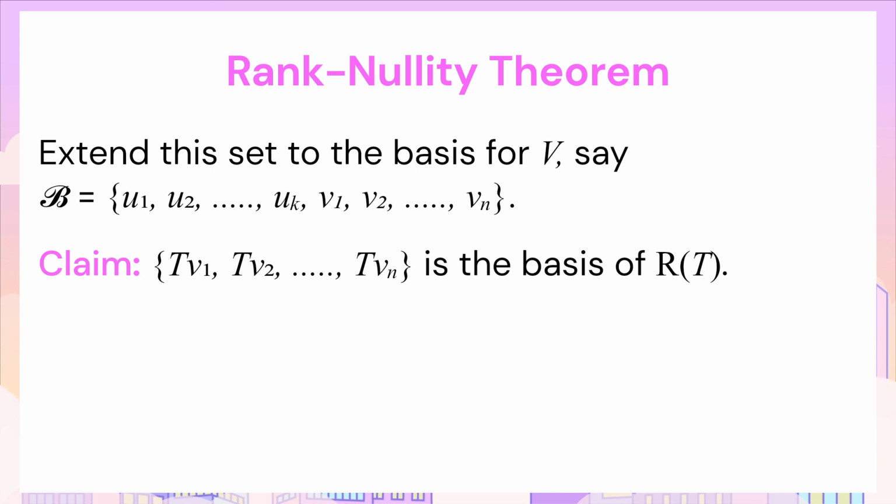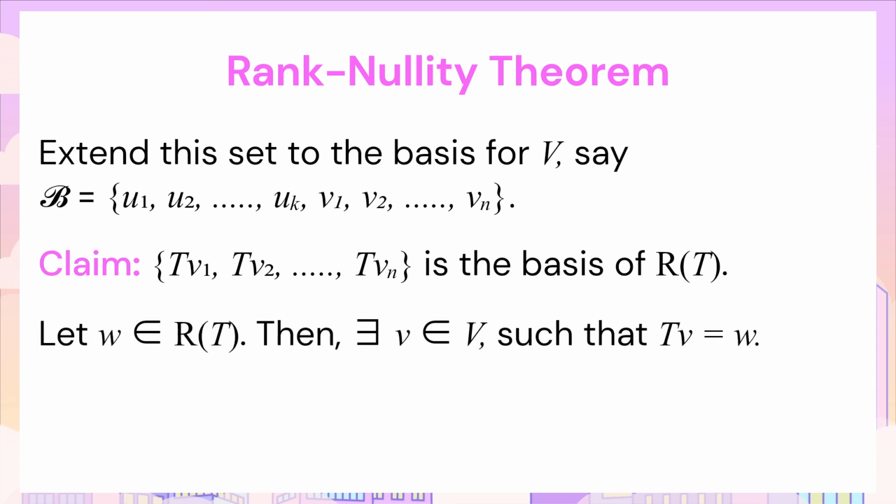That is, any element of Rt can be written as a linear combination of the vectors Tv1, Tv2, continuing up to Tvn. So, let's consider an arbitrary vector w in Rt. By the definition of range space, this means that we'll find at least one element from the domain space V such that the image of v under T is w itself.